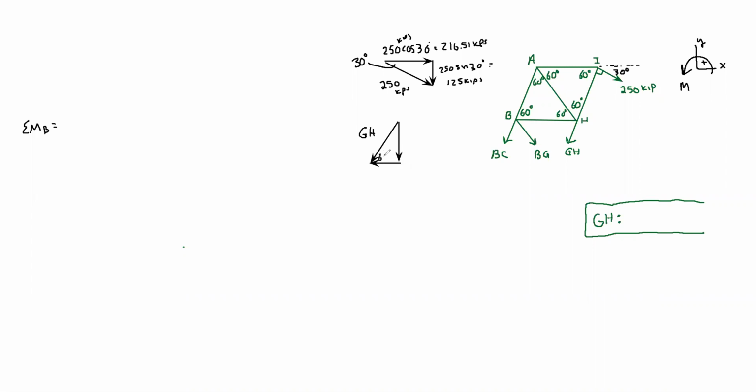This is a 60-degree angle. So this is GH times the cosine of 60, and GH times the sine of 60. I think we have everything else, right? We'll see. All right, moment about point B. So GX is not a player. GY is a player though. So GH sine 60 times 2 feet. The perpendicular distance between point B and point H is 2 feet.